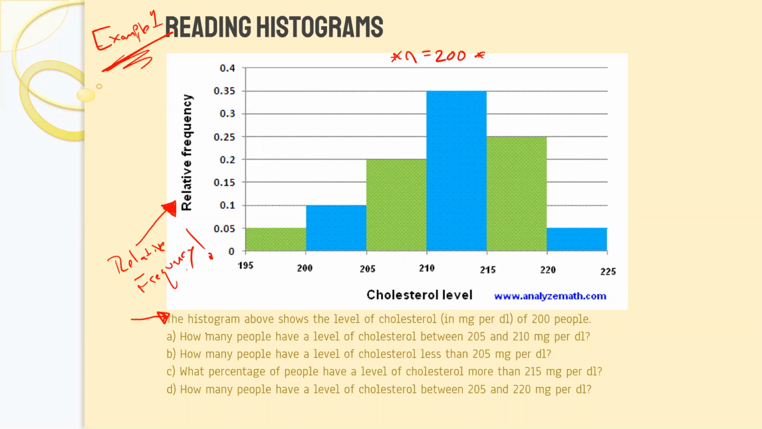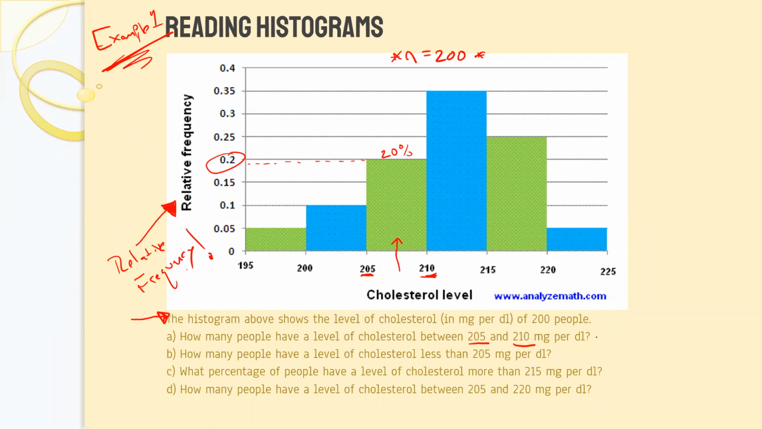So the first question is this: how many people from this chart have a level of cholesterol between 205 and 210? To answer this question, you go here, here's 205, here's 210. So it's all these people right here. You go right to the top, and the relative frequency is 0.2. So that's 20% of people.